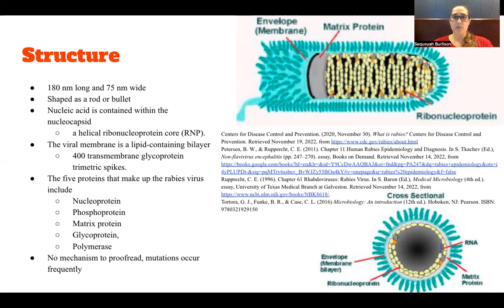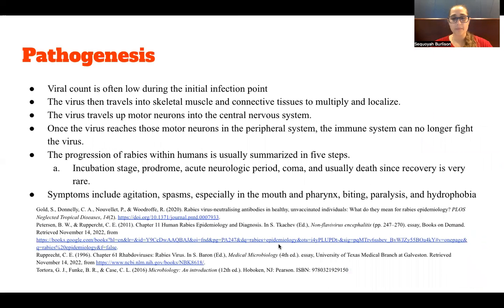However, since there's no mechanism for proofreading the nucleic acid, there is a chance for a high mutation rate, and this allows for not only the myriad species of viruses, but also the inability for an individual to develop any sort of immunity against one virus.